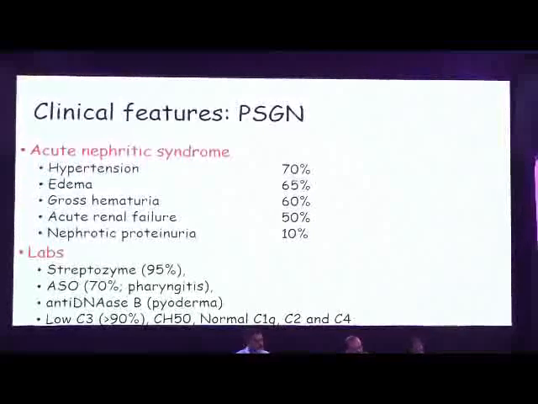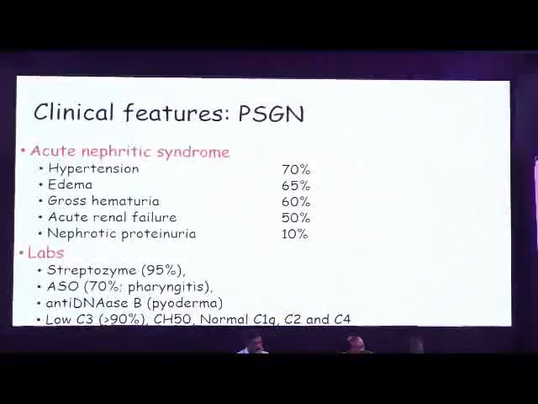Lab, if you do a better test like a streptozyme test, you will be able to capture streptococci in 95% of the cases. And as pediatricians, we are aware, if a child has pharyngitis, we look for ASO titers. If there is a past pyoderma, we look for anti-DNase B. C3 levels are low. In most of them, C3 levels are low, which means that there is activation of the alternative complement cascade. So C4 and C2 are normal. Only preferentially C3 is low, which means alternative complement cascade activation.